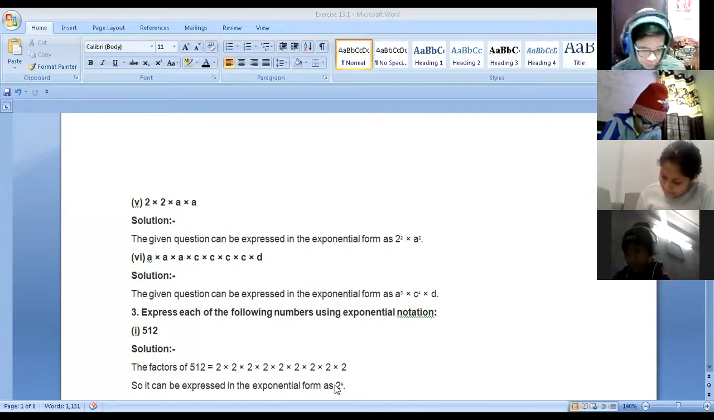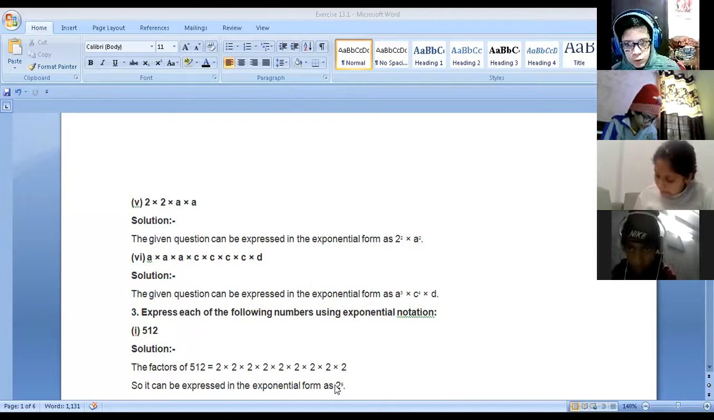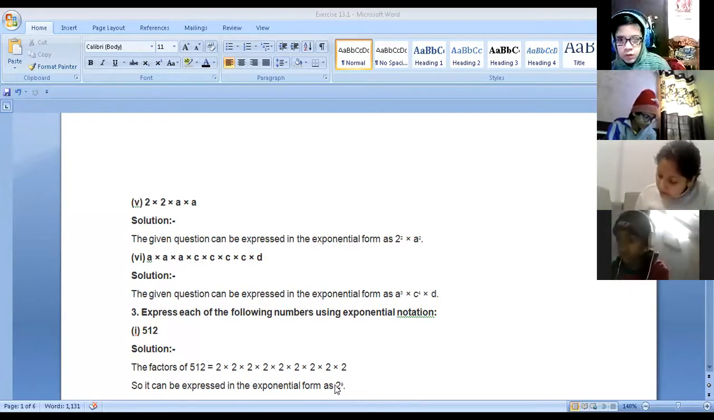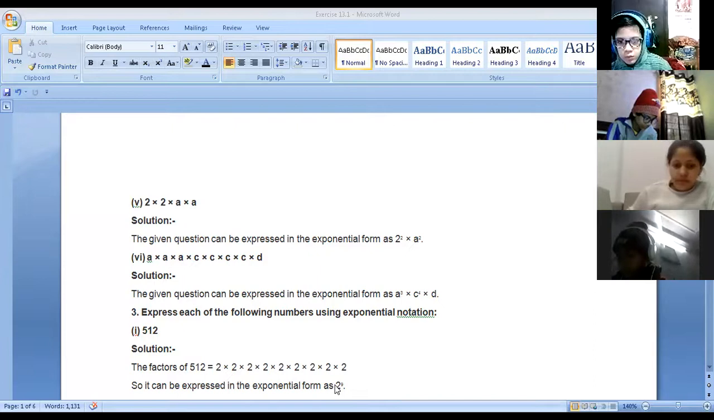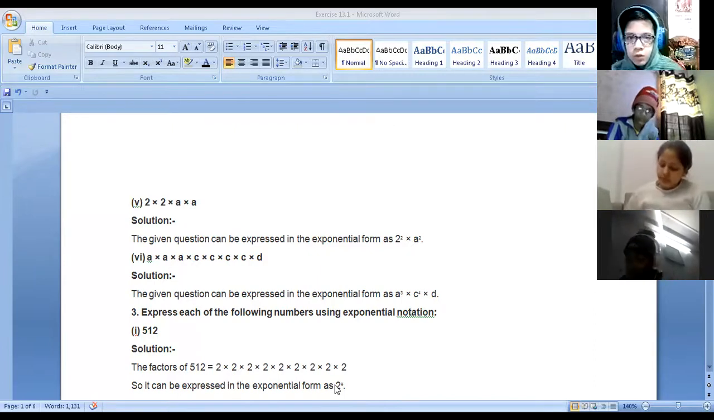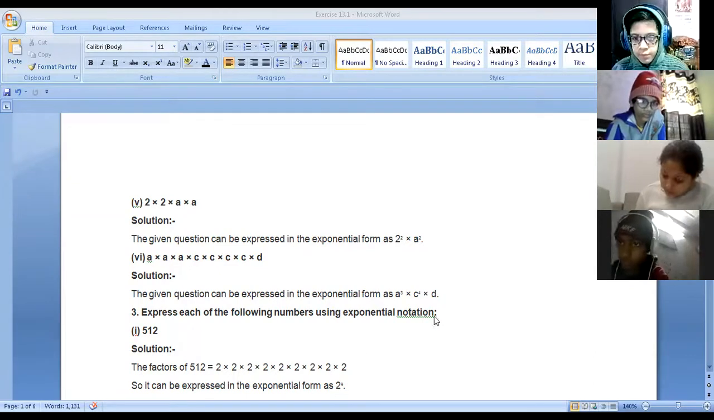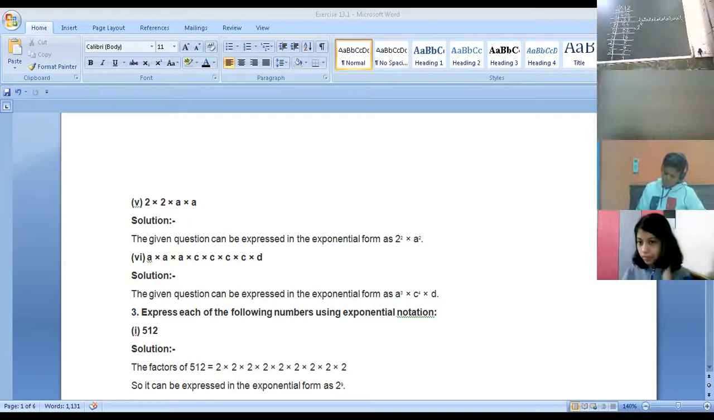First you will be multiplying it, write down like this: 3, 4, 5, 6, 7, 8, 9. Then write down the answer: 2 raised to the power 9. Got it, children? Understood? How you have to do it?